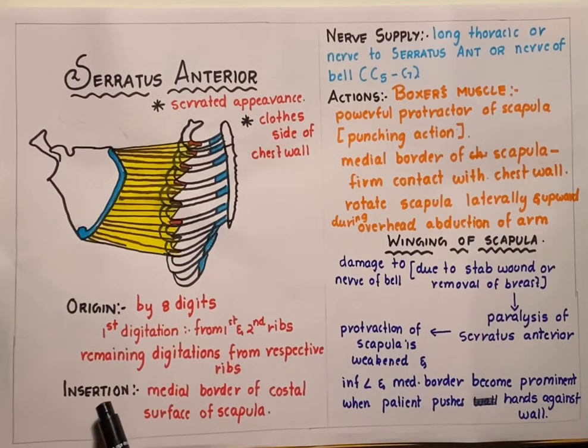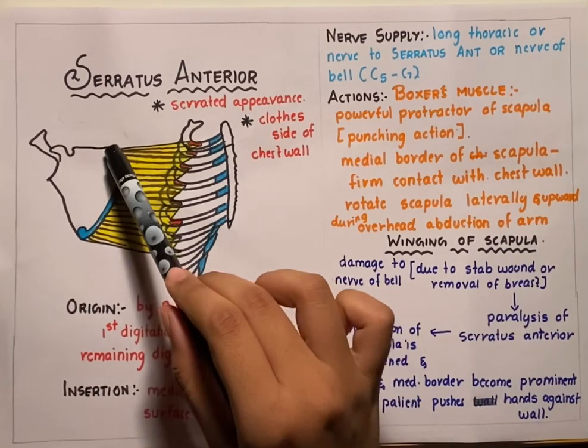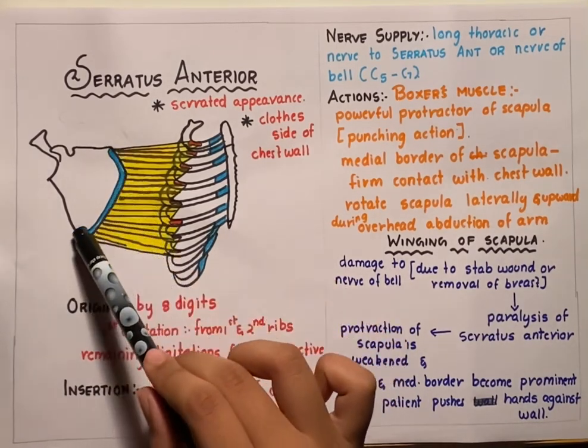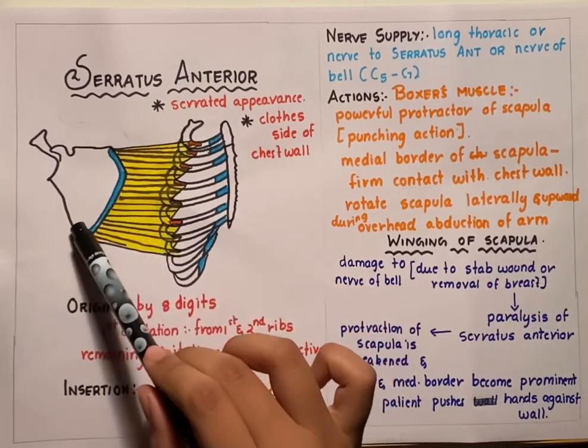The insertion of the serratus anterior muscle is onto the medial border of the costal surface of the scapula.